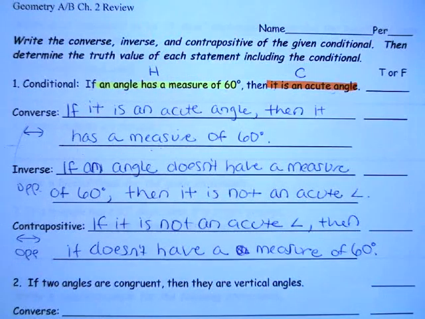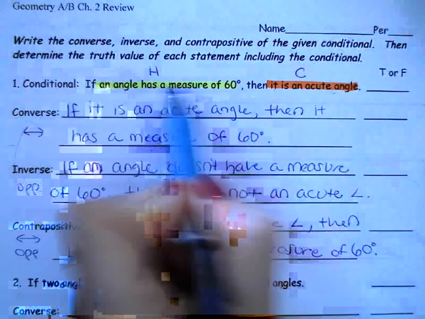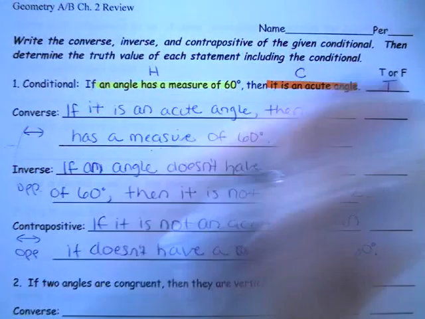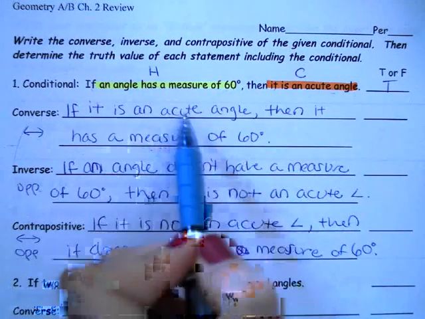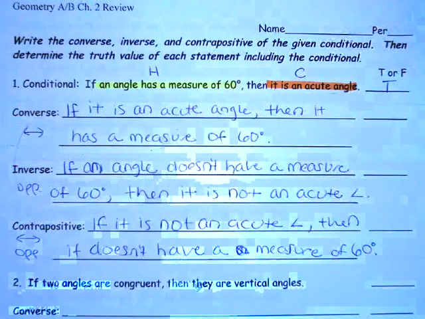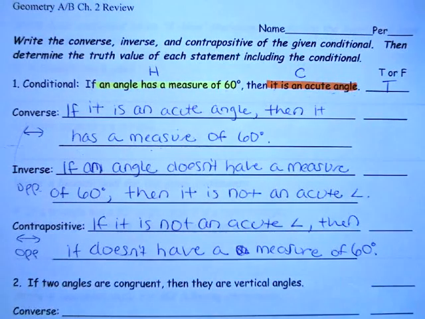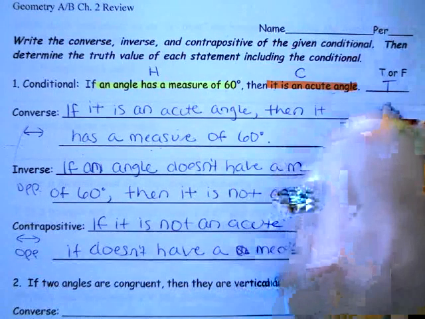And we'll go back and decide the truth values. If an angle has a measure of 60 degrees, then it is acute. That is true. 60 degrees means acute. The converse, if it's an acute angle, doesn't necessarily mean it's 60 degrees because it could be 59 or 20 degrees and still be acute. So this is going to be false.